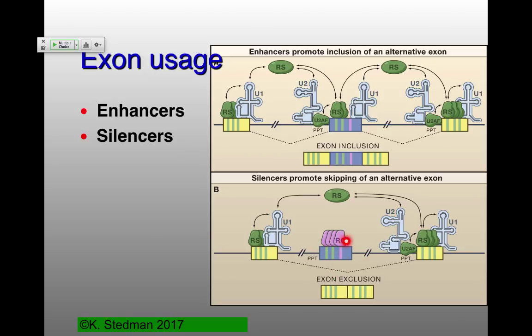So if you have binding by these silencer binding proteins, and silencer, again, is that sequence in the RNA, then you're not going to have interactions with U2AF. You're not going to bind to U2. You're not going to bind to U1. So the splicing machinery is just going to go and find the next exon. And so this exon here will be skipped. This is one really pretty common mechanism.